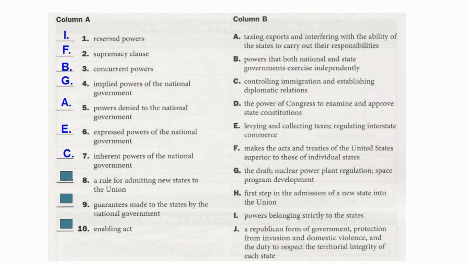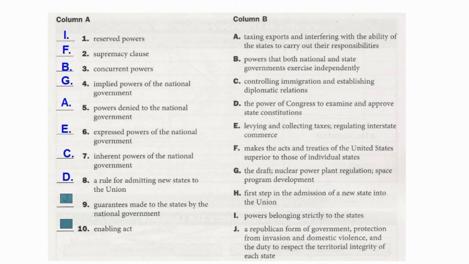And number 8, the rule for admitting new states. This is letter D. The power of Congress to, for the most part, examine and approve state constitutions. So it is spelled out within the Constitution, the process for admission of new states, this idea that there's a certain population number, roughly around 50,000 people. They have to have a state constitution, and it has to be in line with the federal Constitution. If they meet those things and also get approval by Congress, we can have a new state.